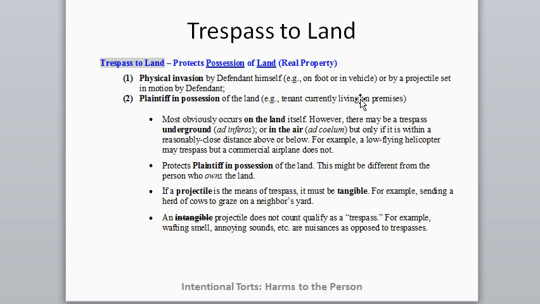The bottom line here is the person bringing suit, the plaintiff, has to be the person in possession. Your landlord can't decide who is trespassing or not. It's the plaintiff who says, that person is unwelcome. I'm the one who says they're unwelcome. They've nonetheless invaded the land that I'm in possession of. As such, I'm going to protect my possession by bringing them to court for trespass to land.